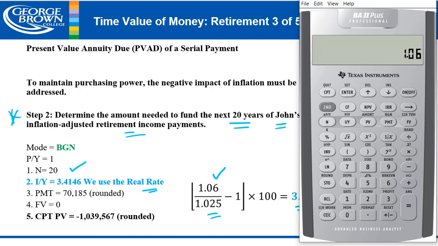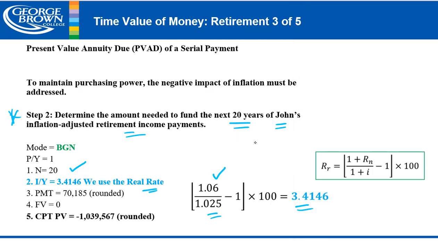1.06 divided by 1.025, and then we're going to minus 1, multiply by 100, and you can see that 3.4146 is the real rate that we're going to use. Okay, payment is our $70,185. We calculate that in step number 1. Our future value equals 0.